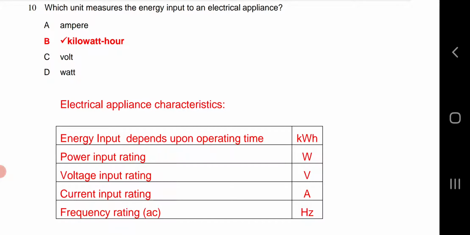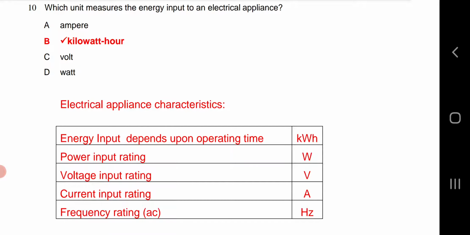Question number 10. Which unit measures the energy input to an electrical appliance? It is kilowatt hour. So some of the electrical appliance characteristics are shown in the table. Energy input depends upon operating time and its unit is kilowatt hour, where kilowatt is the power input and hour is the number of hours the device is in operation.